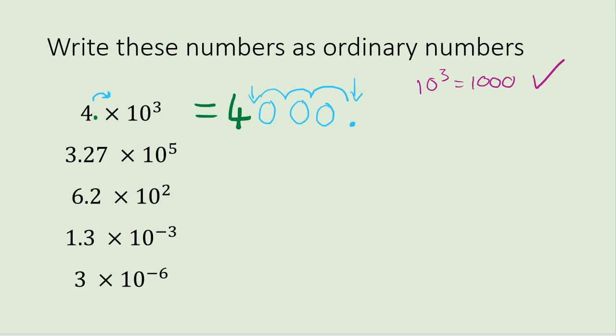The next one, we have 3.27 times 10 to the 5. The decimal point needs to move 5 times. I can already see that it needs to move 1, 2 with those points here. So 3, 2, 7, and that decimal point has moved it twice. It needs to move another 3 times, so I'm going to add 3 zeros on the end and put that decimal point here.